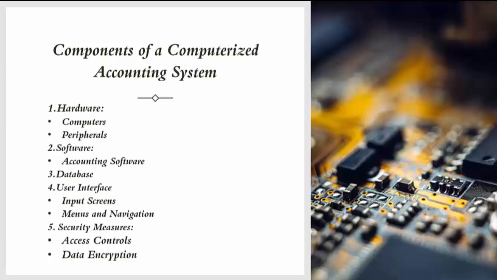3. Database. Data storage, a centralized database that stores all financial transactions and records. This ensures data is organized and easily accessible. 4. User interface. Forms and fields for entering data, such as invoices, receipts, and payments. Menus and navigation. Tools that help users access different functions of the software, like generating reports or viewing account balances.